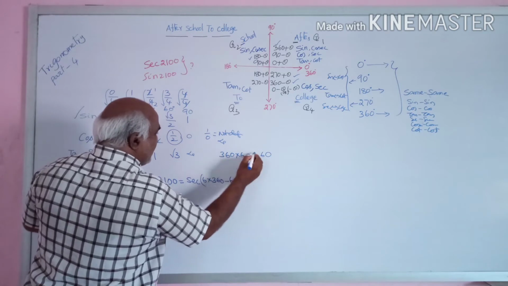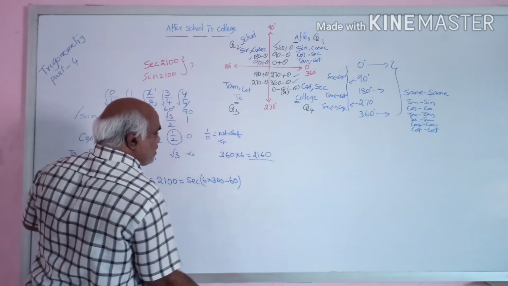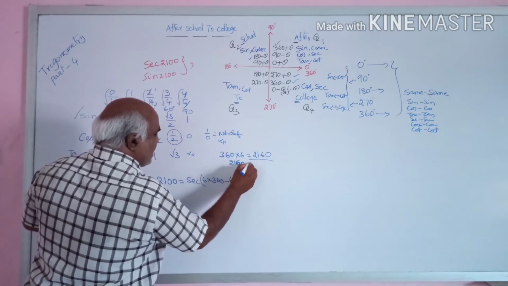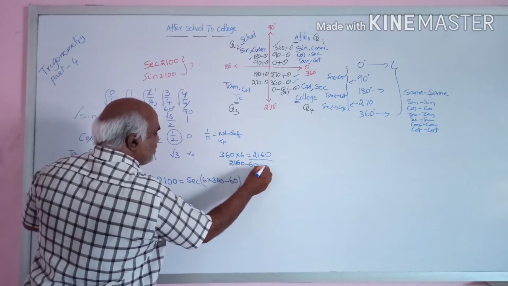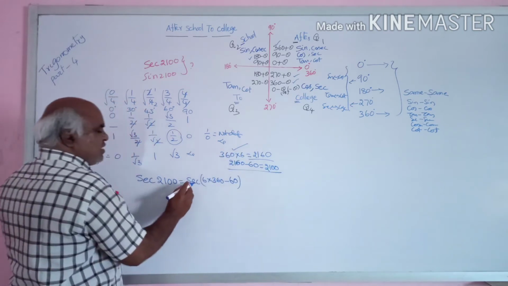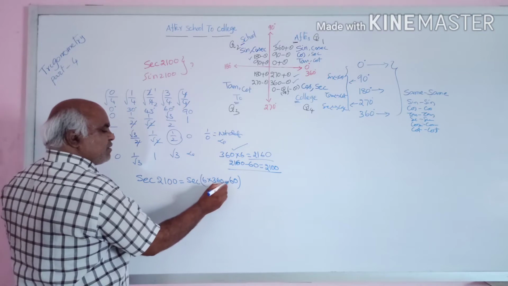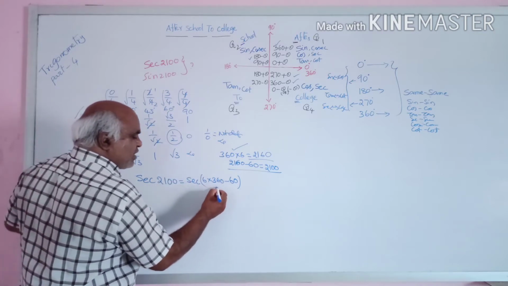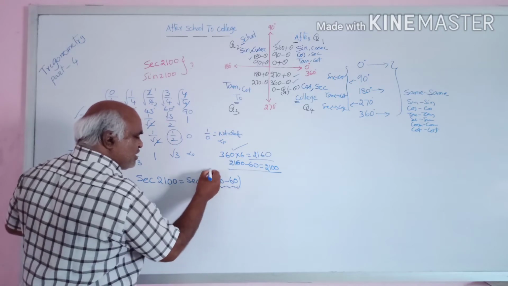36, 3, 18, 21. 2100 and 2160 minus 60 is equal to 2100. Like this we can write secant 6 into 360 minus 60, therefore 2100. Here you can see this value. You can ignore this 6 value.